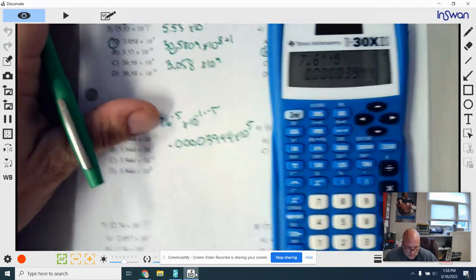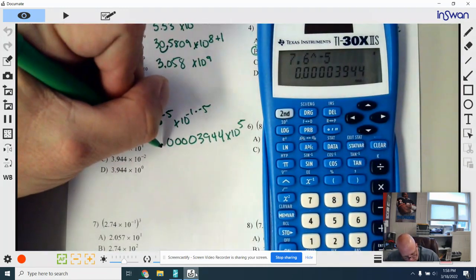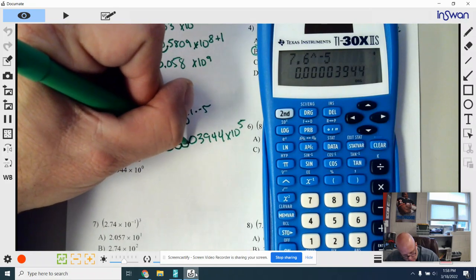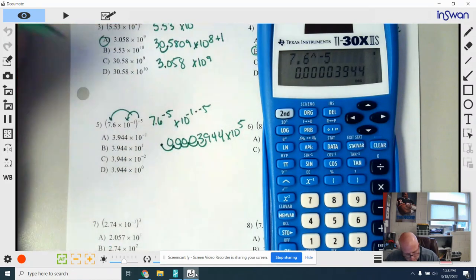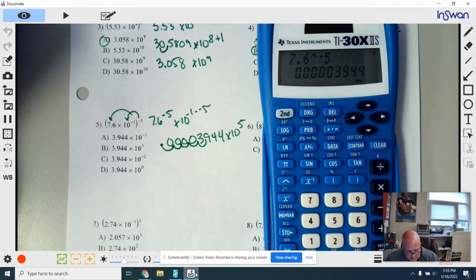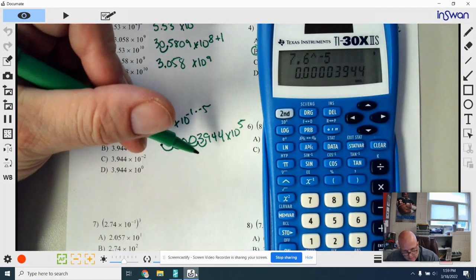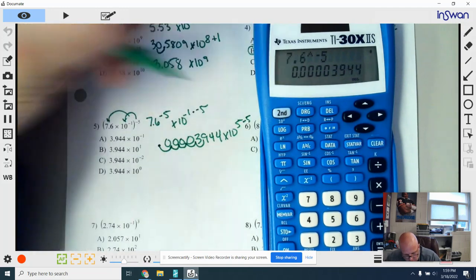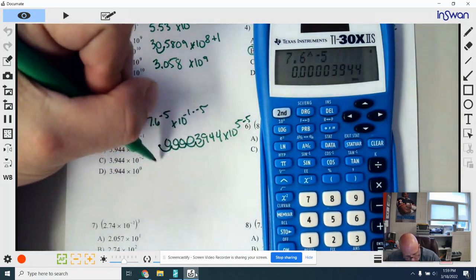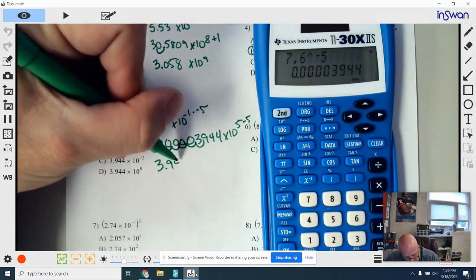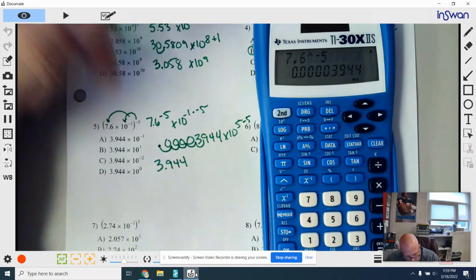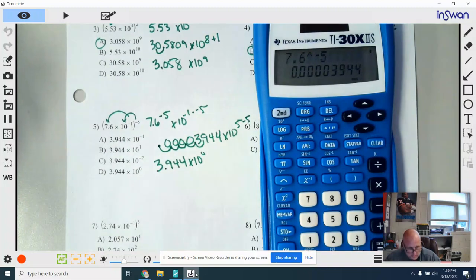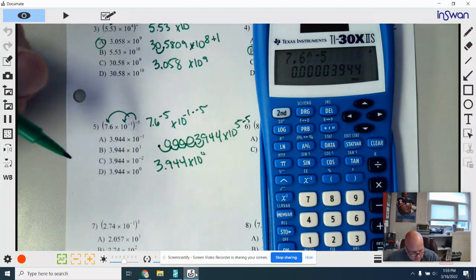Okay, this number is way smaller than 1, so we need to start moving that decimal back. So it looks like it goes once, twice, 3, 4. It goes back 5 times. Okay, so it goes back 5 times, which means I then need to subtract 5 from that exponent. So my new base number is about 3.944 times 10. 5 take away 5 is 0. So that's going to match up with letter D.